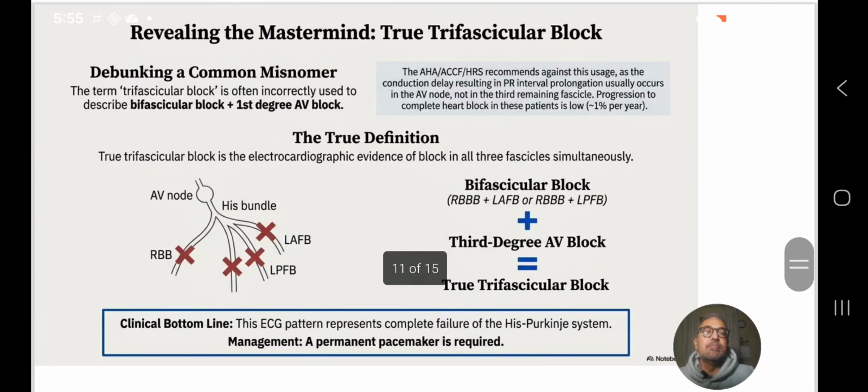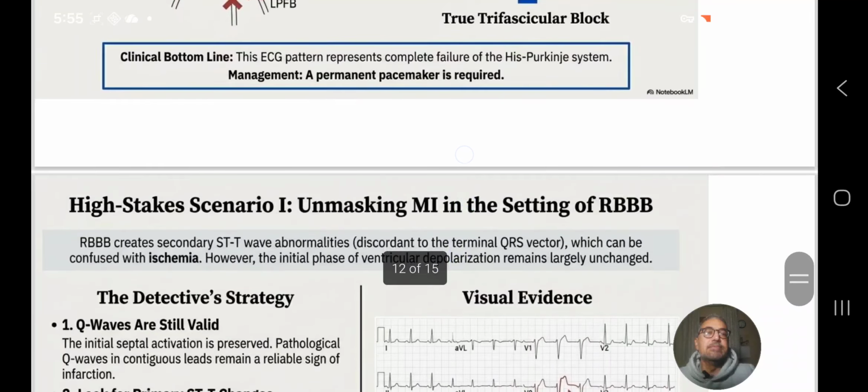Now, trifascicular block implies a block of all the bundles. So, bifascicular block would be right bundle plus left anterior, or right bundle with left posterior, with third degree heart block is a true trifascicular block. And a permanent pacemaker would be indicated.